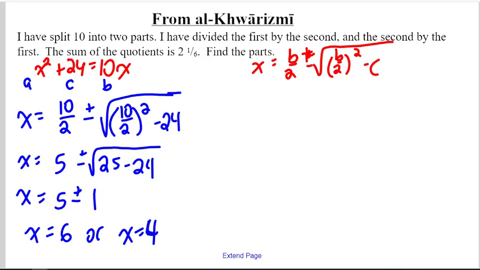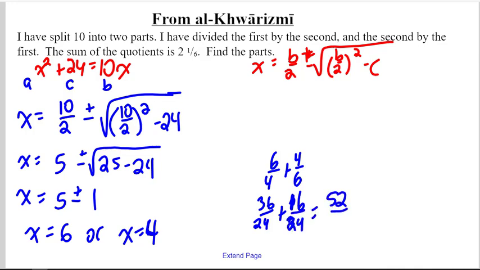6 plus 4 is 10. So let's double check that. If I do 6 over 4 plus 4 over 6, this becomes 36 over 24 plus 16 over 24, and that's 52 over 24. If I simplify that, I end up getting 2 with a remainder of 6 over 24. And what's that simplified to? 2 and 1/6.